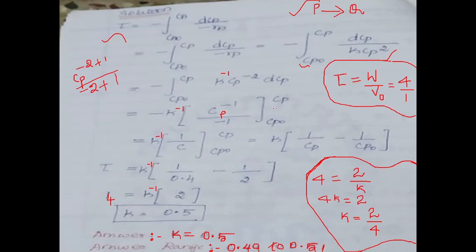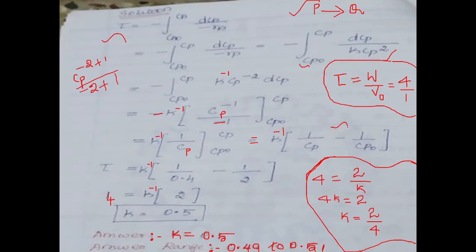The limit is from Cp0 to Cp. So here one outside, one minus is there, divided by one minus is there, minus into minus gives plus, otherwise minus minus will cancel. So here K power minus 1, and Cp power minus 1 divided by minus 1 can be written as 1 by Cp. So the limit from Cp0 to Cp is equal to K inverse outside, and 1 by upper limit minus lower limit, 1 by Cp minus 1 by Cp0.